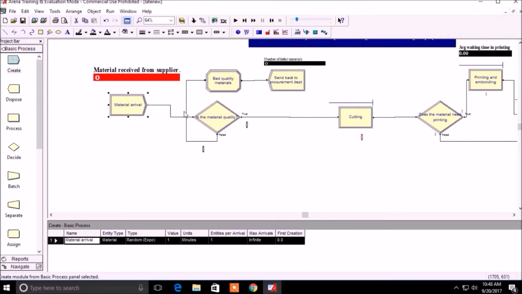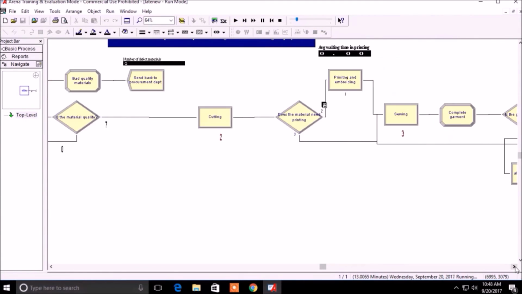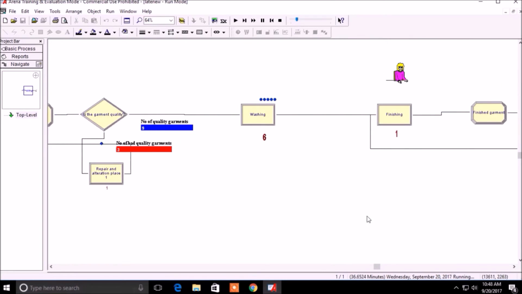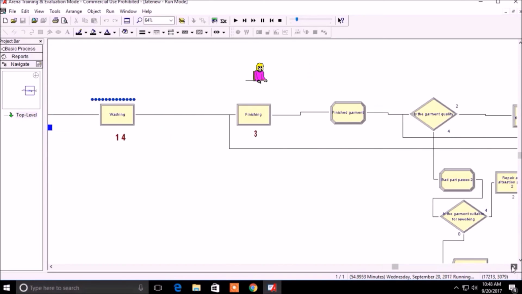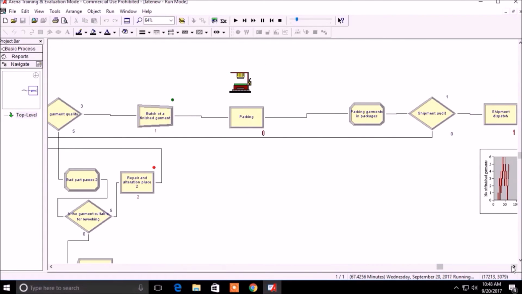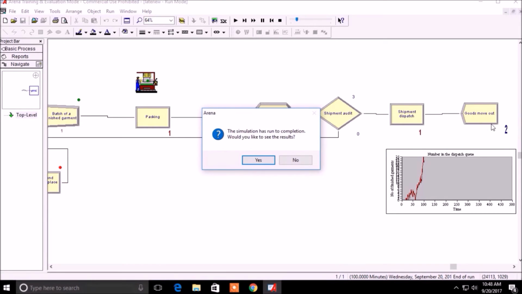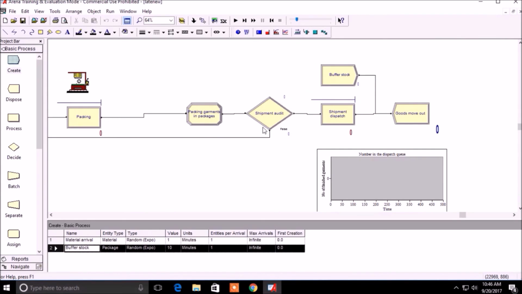Uncertain demand can be simulated by increasing the material arrival rate. The assumption here is that if the demand increases, the company may ask for more material from suppliers. So the material arrival rate increases. You can see how the queues are building up. Goods moving out are fewer. Instead, there is more work in progress. The average number of garments out from the system is 5.